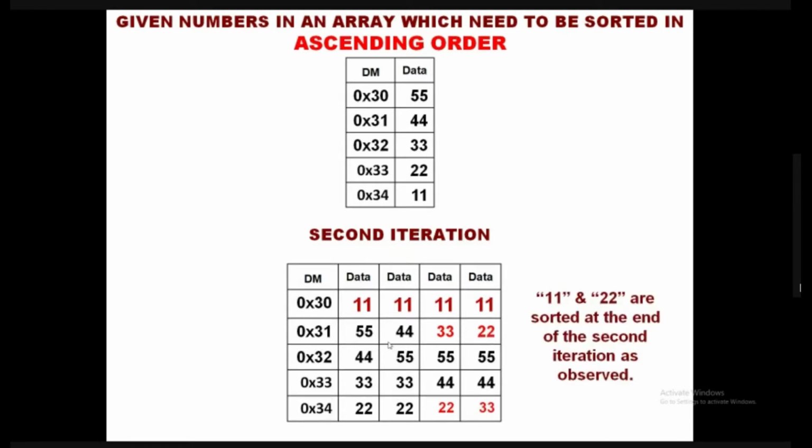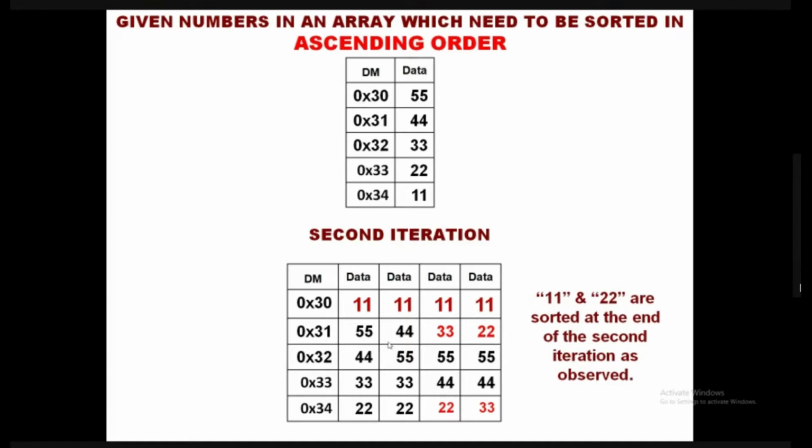So at the end of the second iteration, we have identified 22 is the smallest number in the array of 4 elements. So 22 is available in the 31st memory location. So 11 and 22 are sorted at the end of the second iteration, as observed. Now the sorting has started for the first 2 elements. At the end of the second iteration, the second number was sorted.